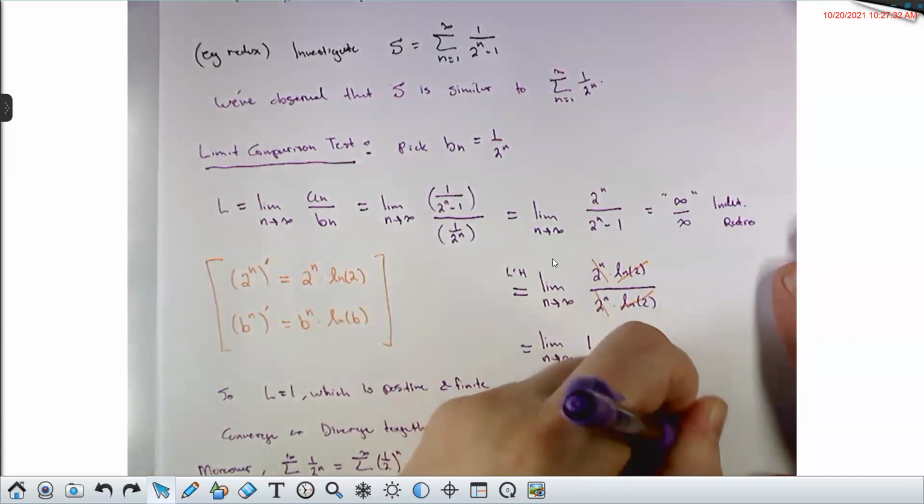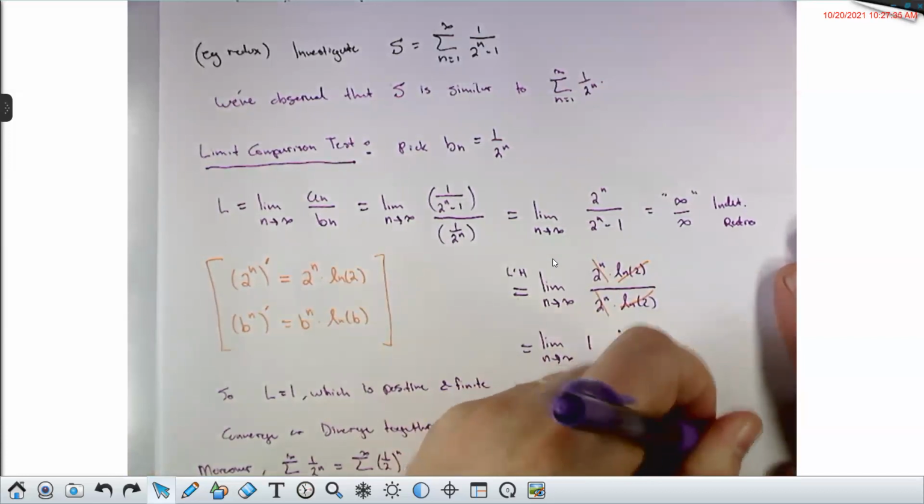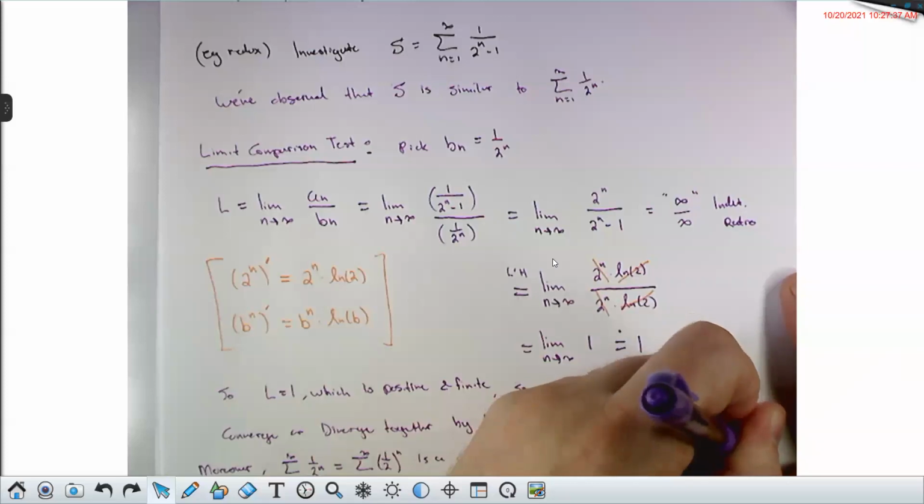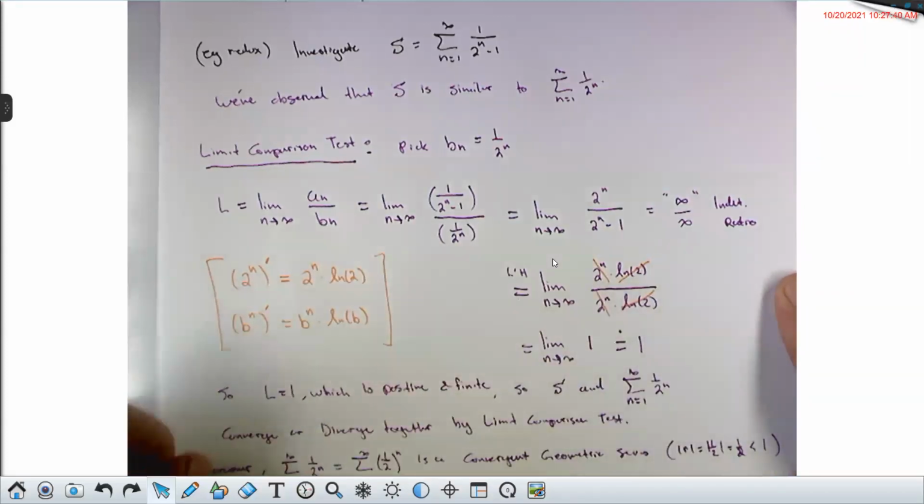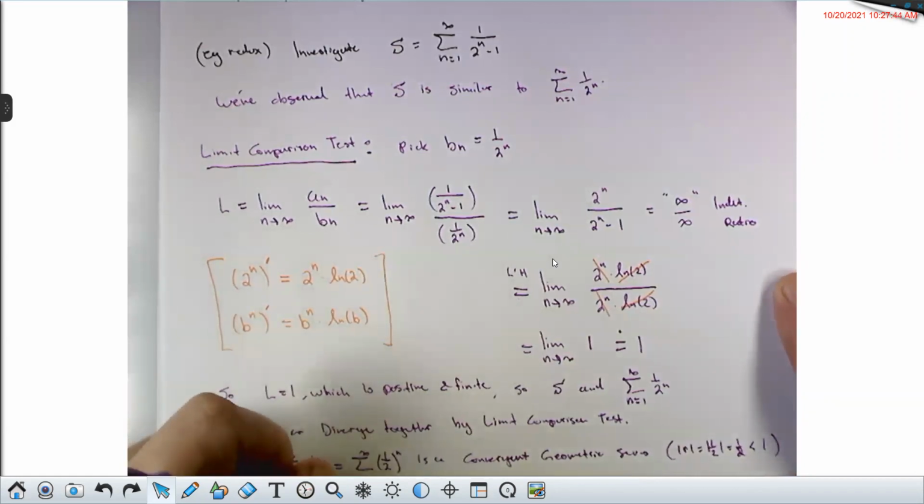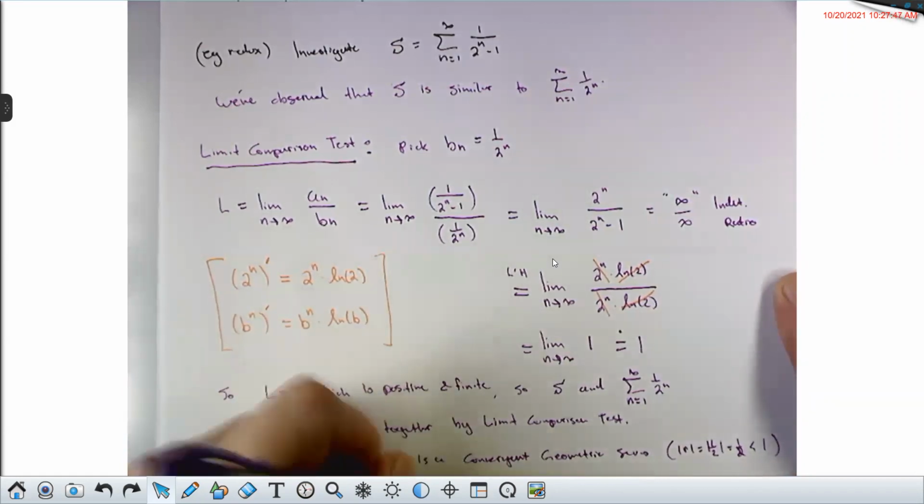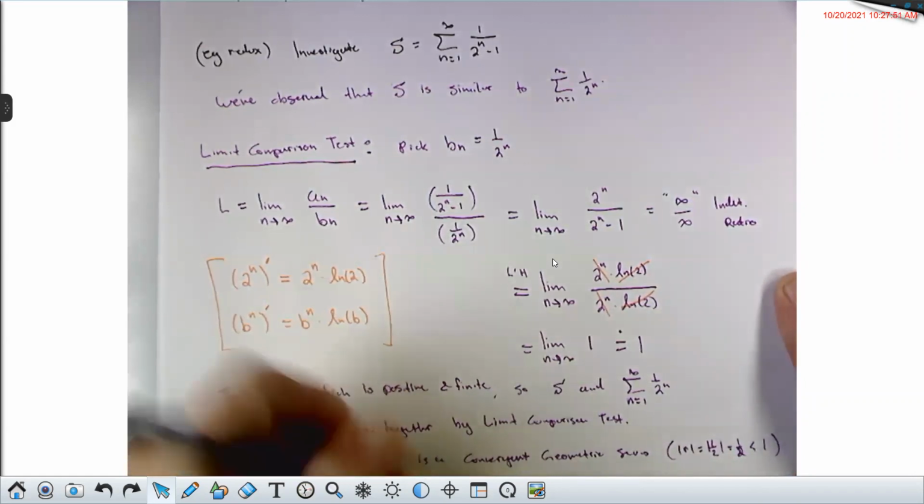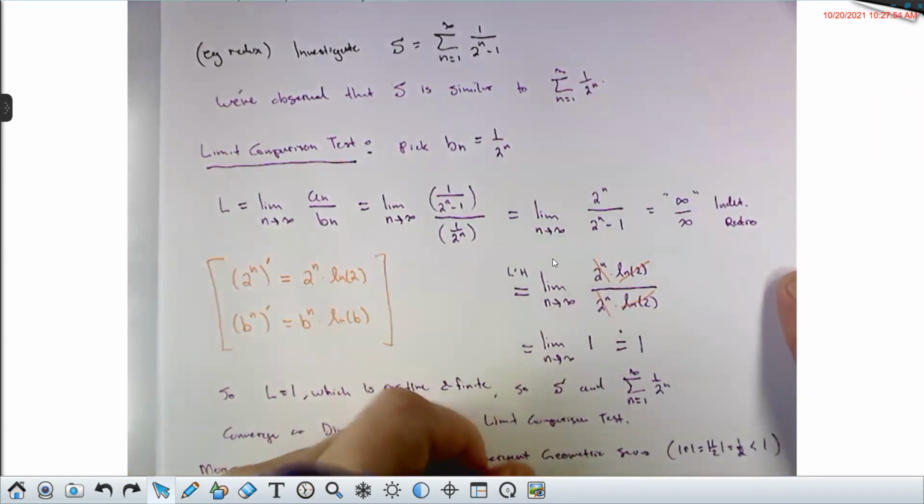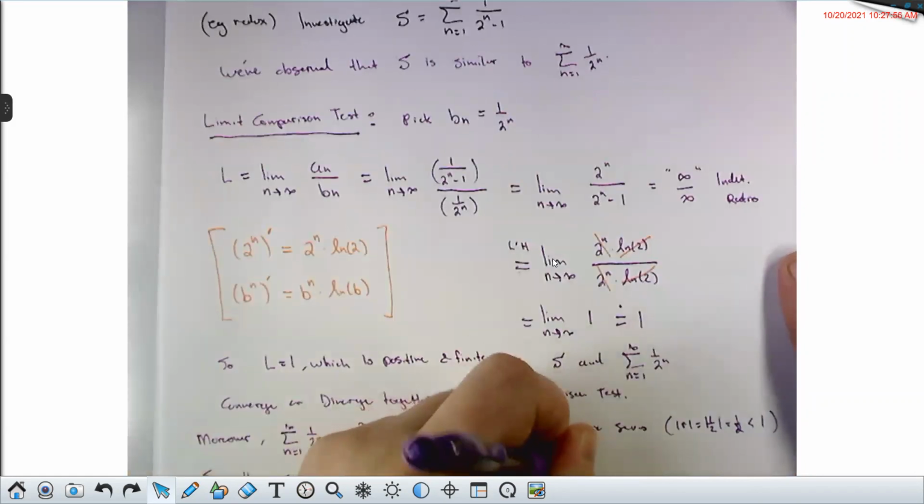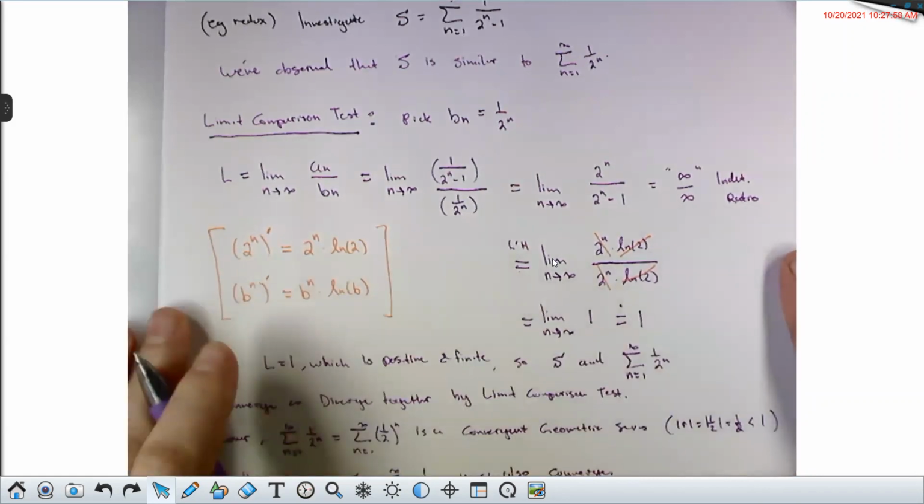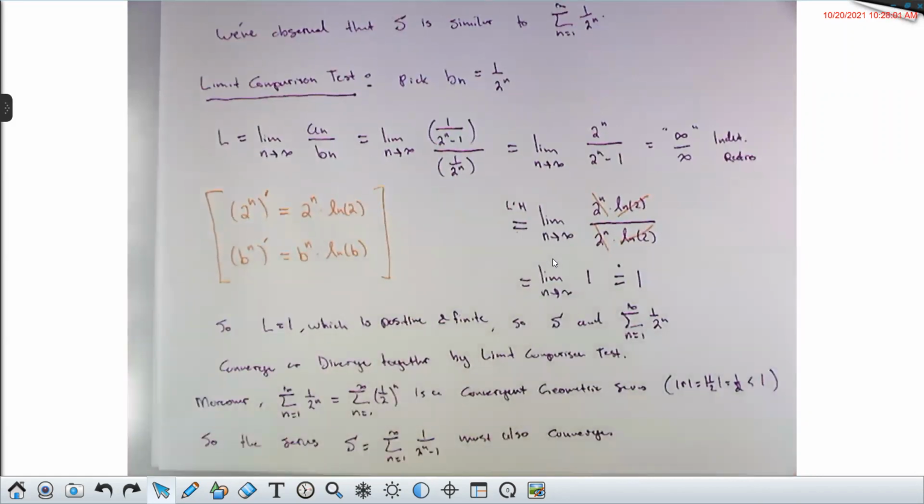Here, the absolute value of r is the absolute value of 1/2, which is 1/2, less than 1. So the series S equals sigma n from 1 to infinity, 1 over 2 to the n minus 1, must also converge. That is how this test is used.